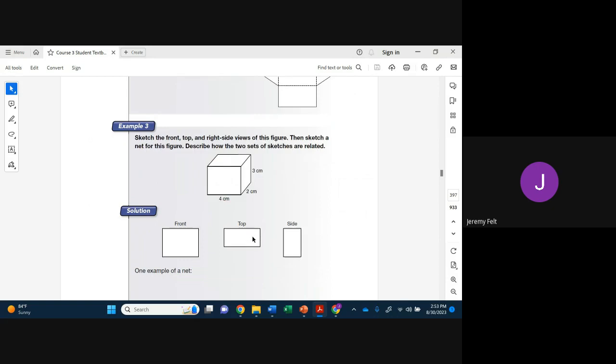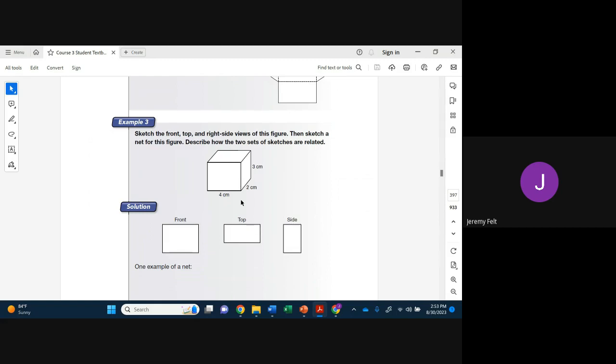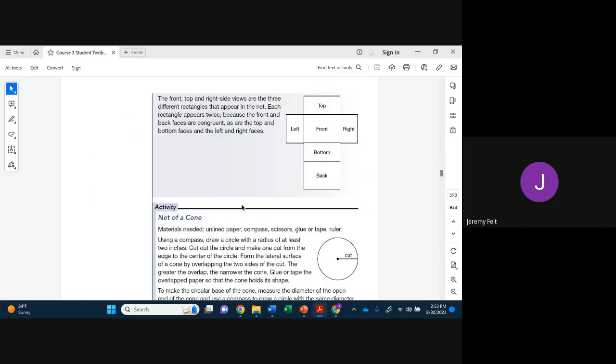Okay, if we're sketching views of this, different from the net, well, again, if we think about a box, we'd have front and back, and those would be the same rectangles. Left and right would be congruent, and then top and bottom. So no matter which way you think of a box, your top and bottom match, your left and right sides match, and your front and back always match up.